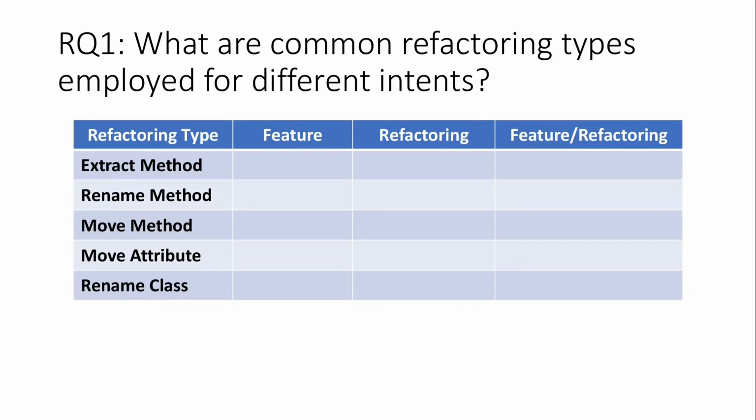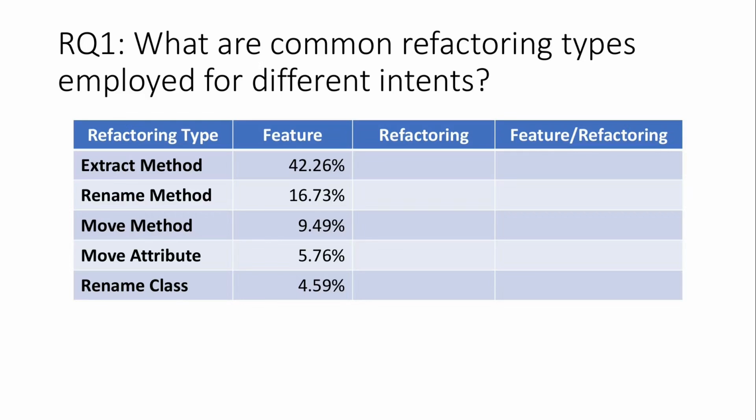So to answer the question, we separated reviews with different intents. We separated them by the type of refactorings that are applied in each of those. Here I'm listing only the top 5. So for instance, for reviews that implement new features, 42% of the time they apply extract method. 16% of the time they rename methods. These are the most common operations that developers use when implementing new features.